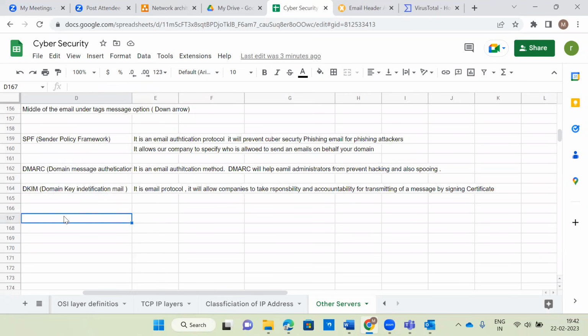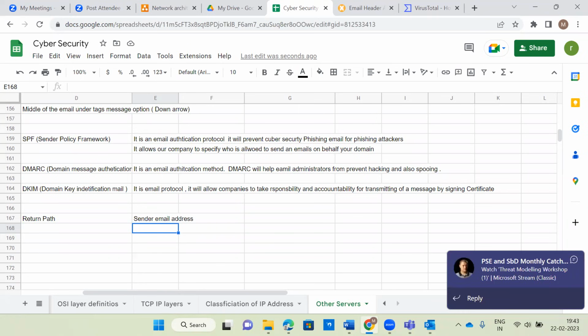So next one is return path. Return path is always equivalent to the sender email address. So here, if the sender email address is showing as x.y@wipro.com, and the return path is showing as y.z@wipro.com, that means a mismatch will be there. Whenever this mismatch is there, we have to suspect that it is a phishing email.